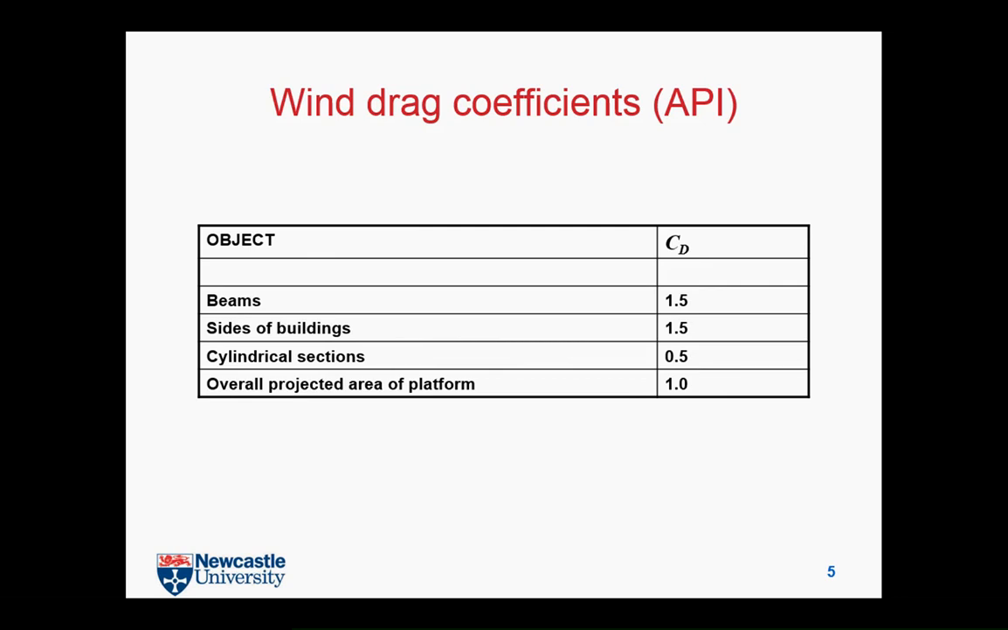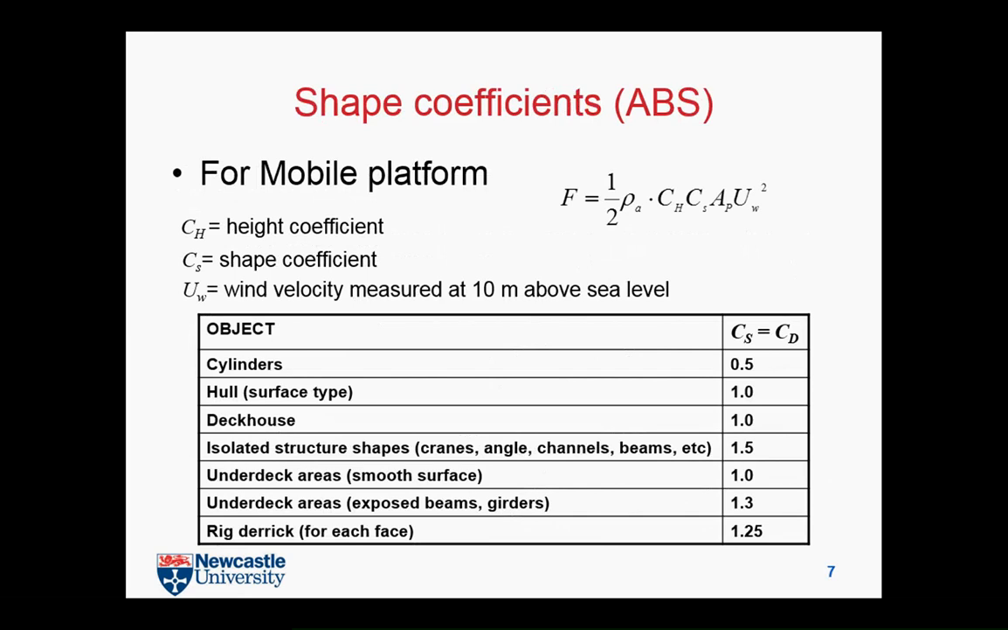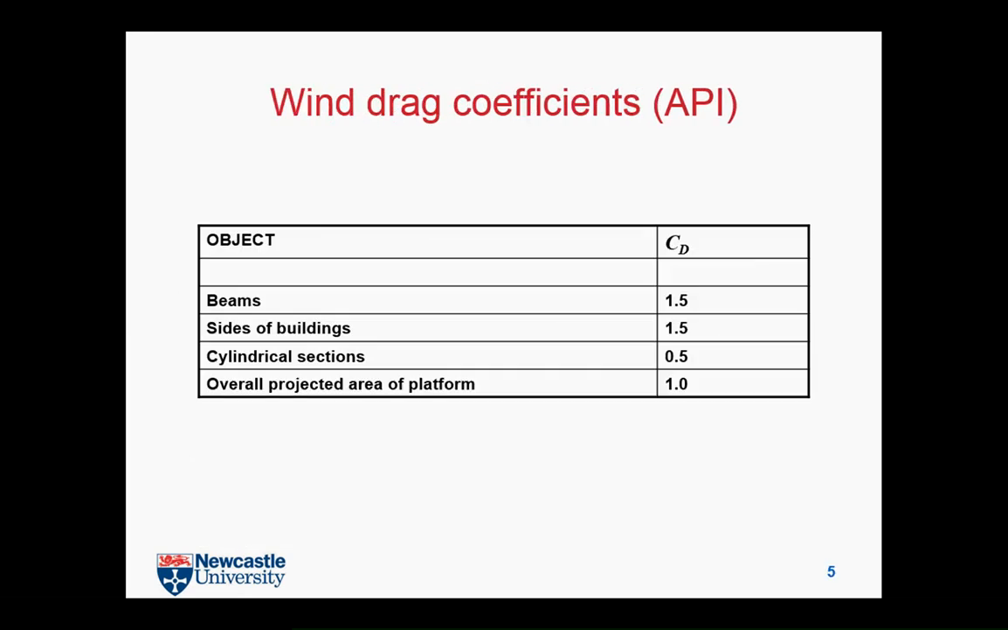Was this calculation using the side of the buildings? Which is 1.9. Could you go back to the table? Was this one using the CD coefficient? Yeah, this was the side of the building we're using, yeah? Or beams or what?